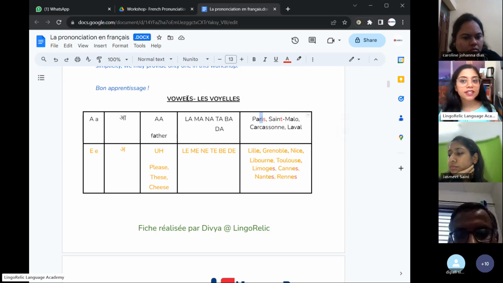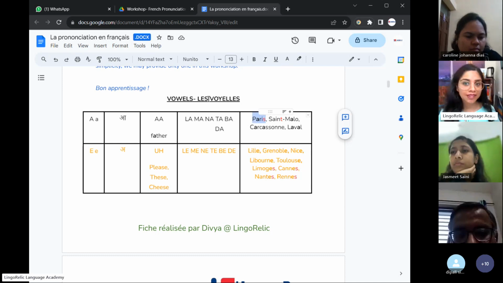Also, the R sound, which is a very common question among many learners, I'm going to take up in just a bit. Okay, so this is Paris for now. This is Saint-Malo. That's another city. And you have to say Saint-Malo. It's the R sound here. And the T I'm not sounding here again because it's a consonant.